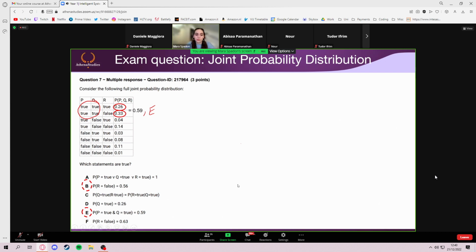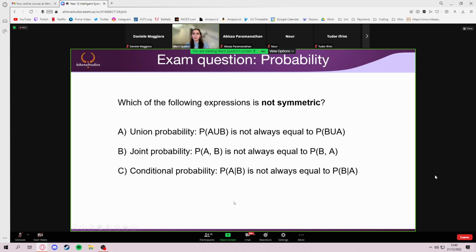Okay, let's move on. So another probability question. This one shouldn't take as long. It says, which one is not symmetric? I think we just touched on that. So let's see what you guys think.